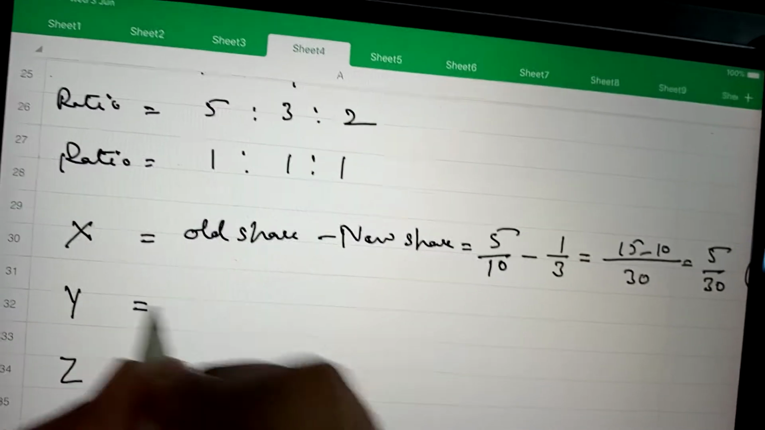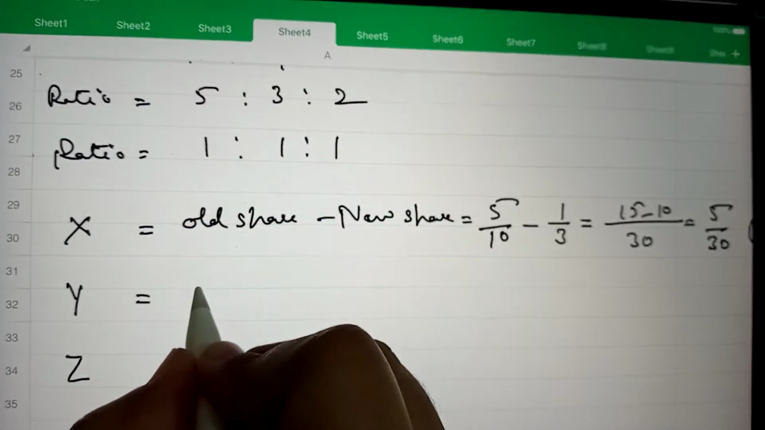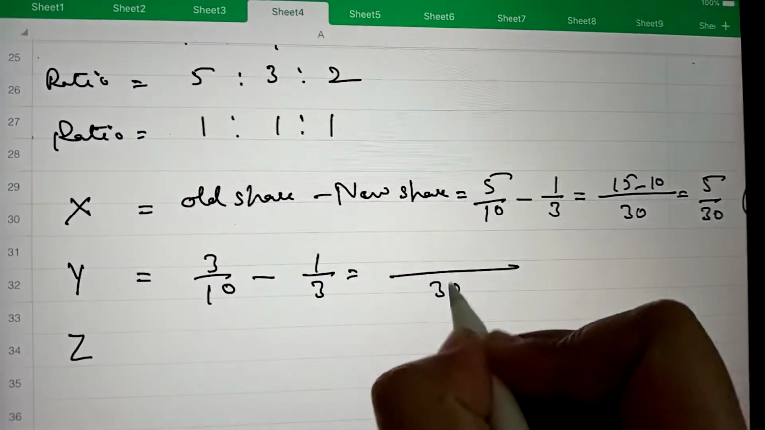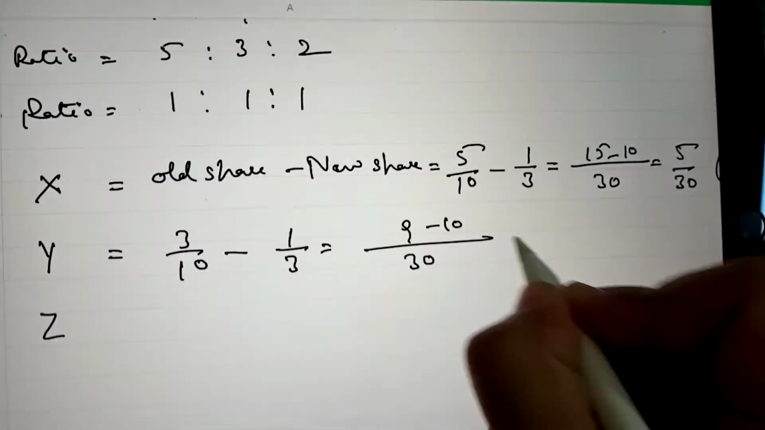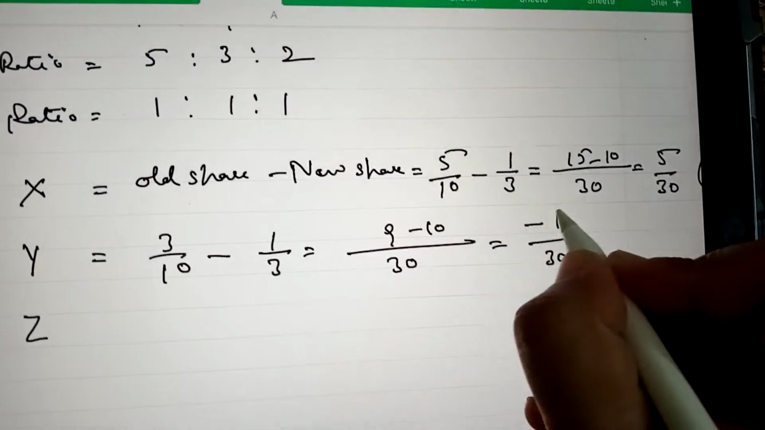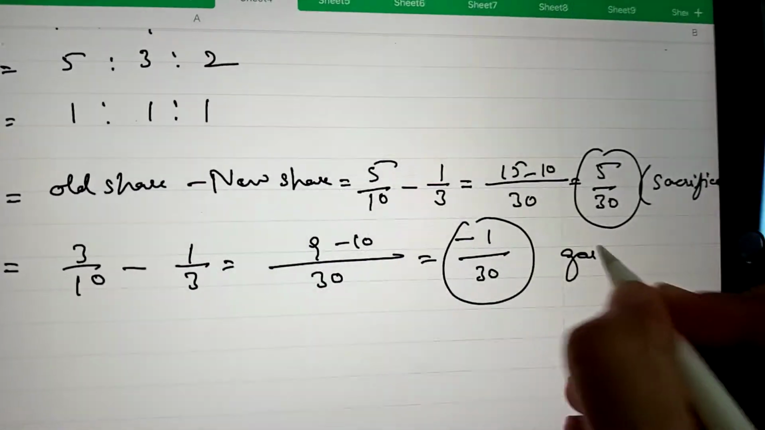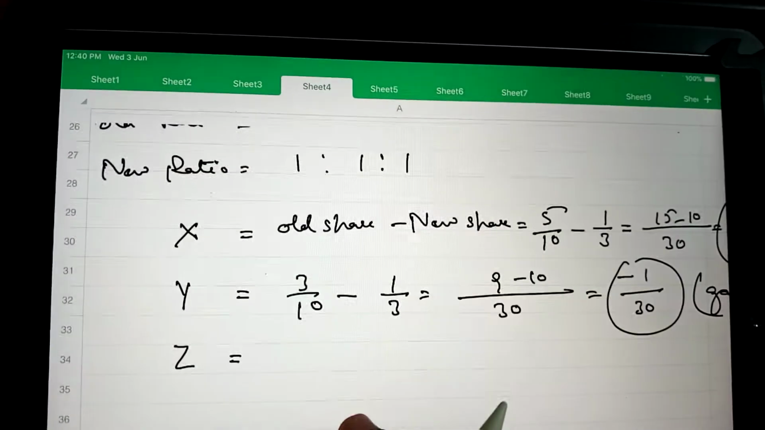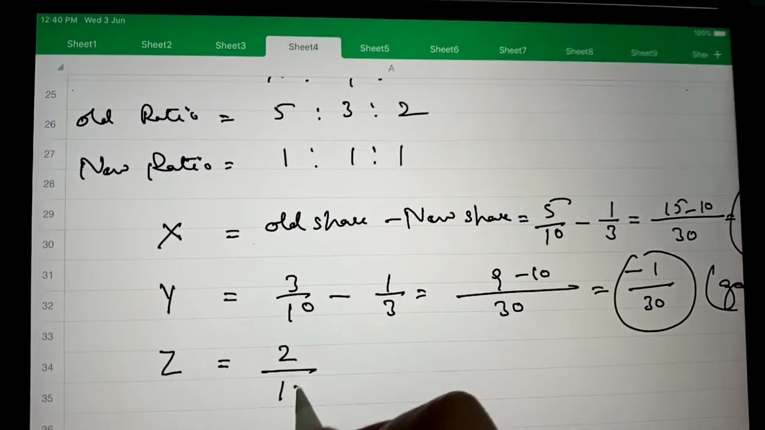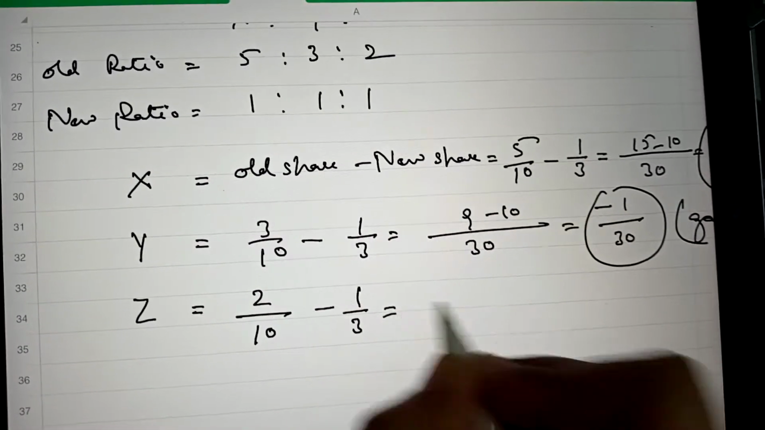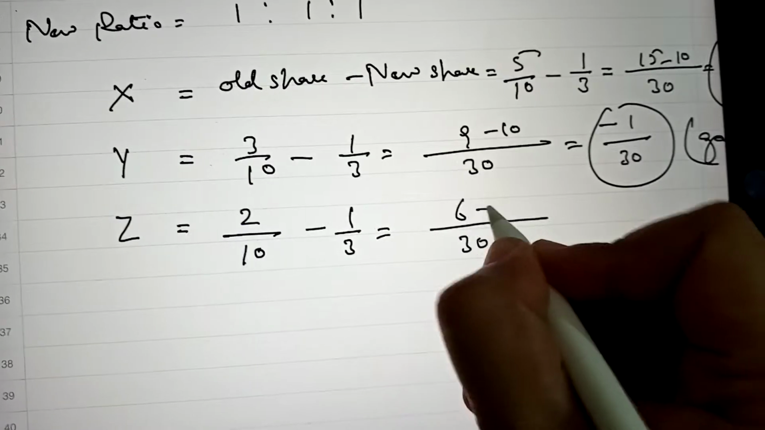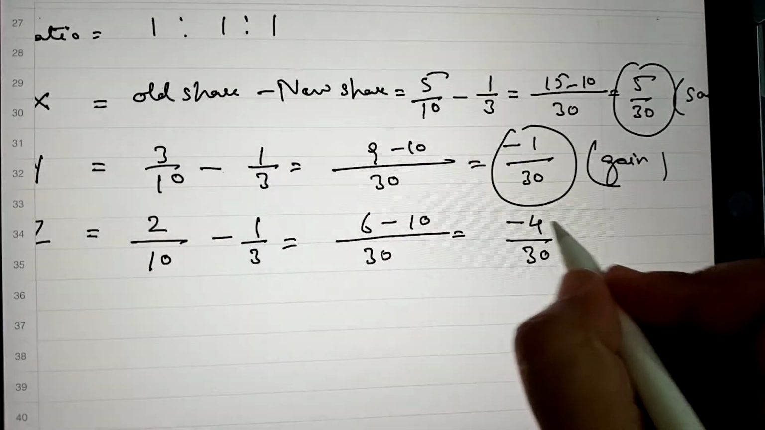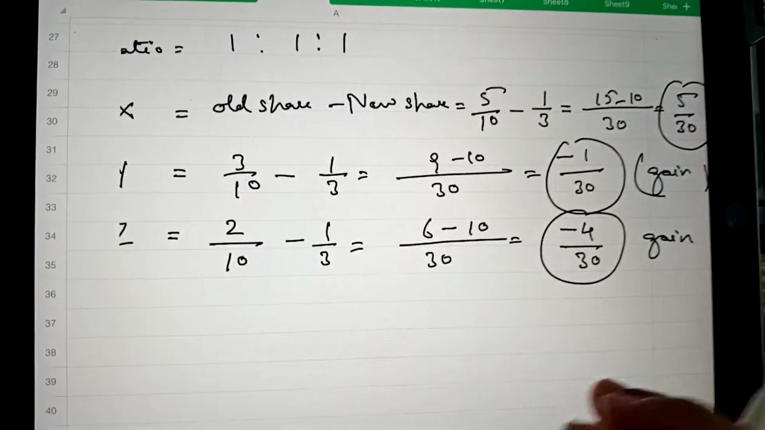So next is Y. Old share of Y is given 3/10 and new share is 1/3. So here the answer is negative, so it will be the gain of Y. Next is Z. Z's old share is 2/10 minus his new share 1/3. So here the answer comes also negative, 4/30. So it will be the gain of Z.